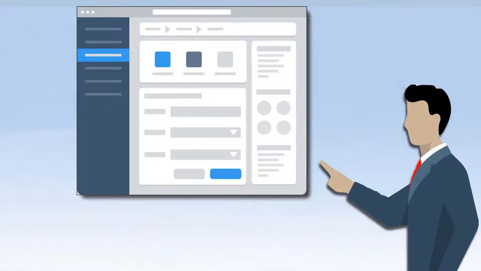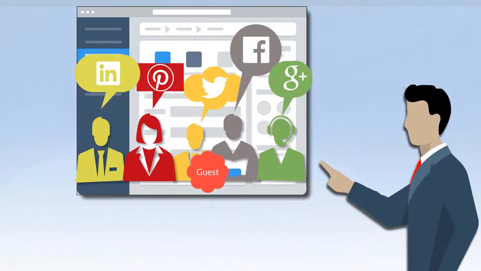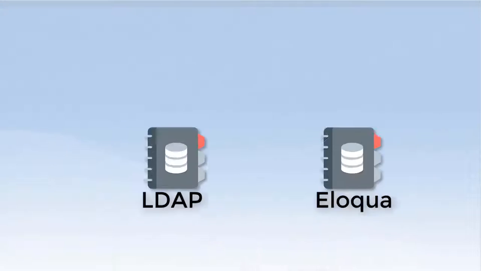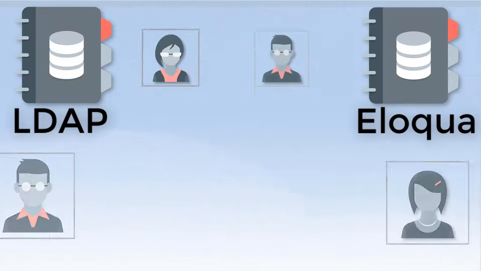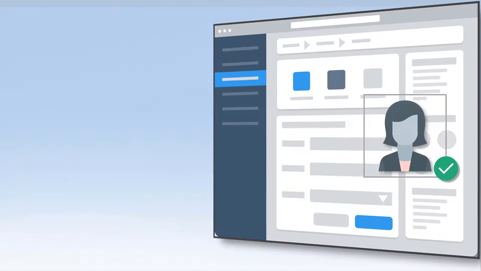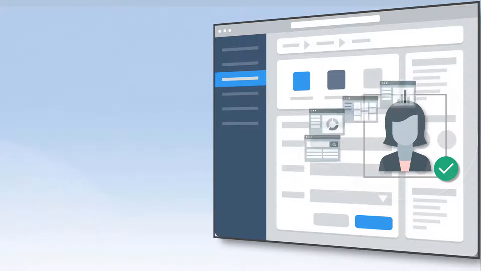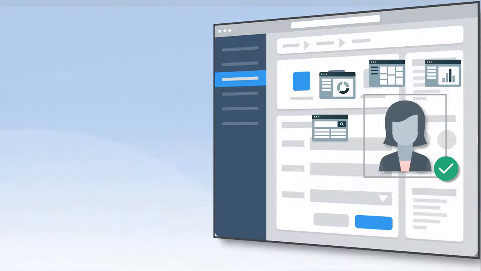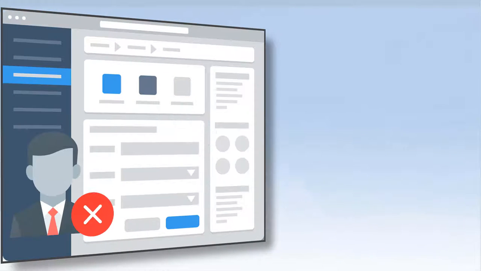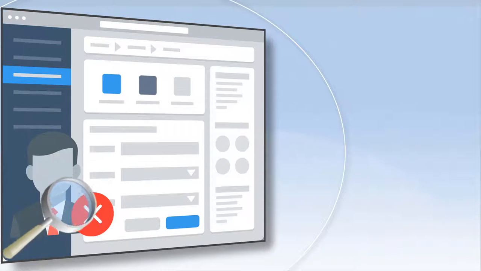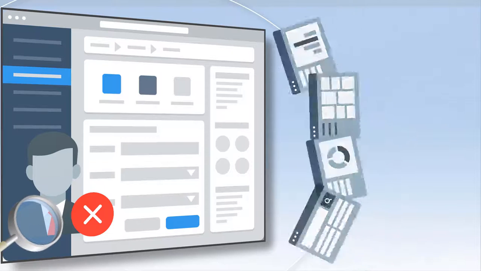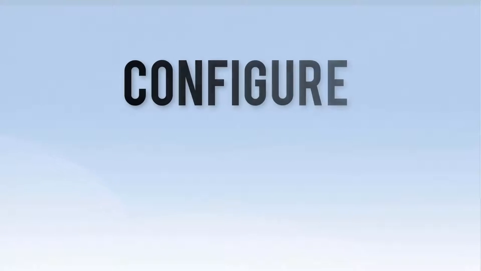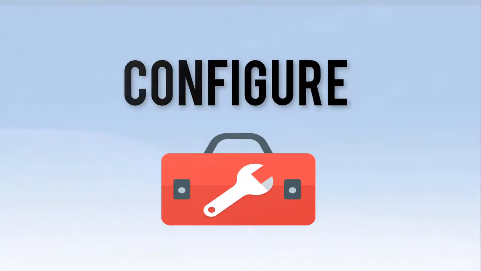Here's how. A site visitor logs in as a guest to your site through their social media ID. Visitor Services checks the ID across multiple databases like LDAP and Eloqua until it finds the matching user. If the ID matches, the site visitor is added as a user and Visitor Services provides content based on the profile configuration. If no matches are found, the site visitor's behavior is monitored, enabling Visitor Services to serve the right content. Now let's have a look at how you can configure this option for your site.